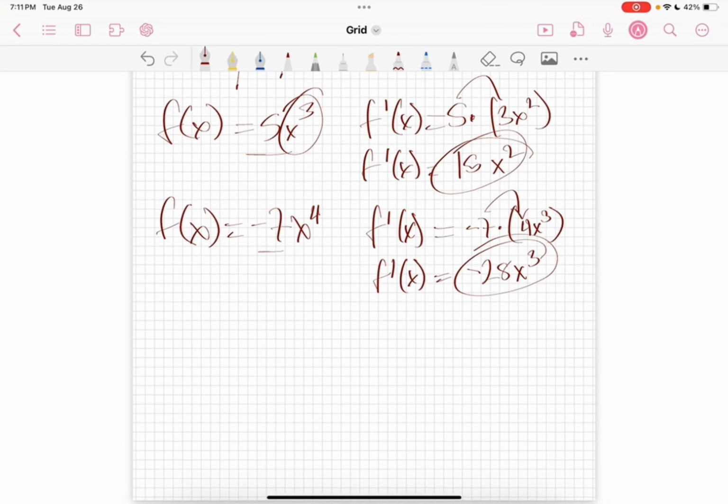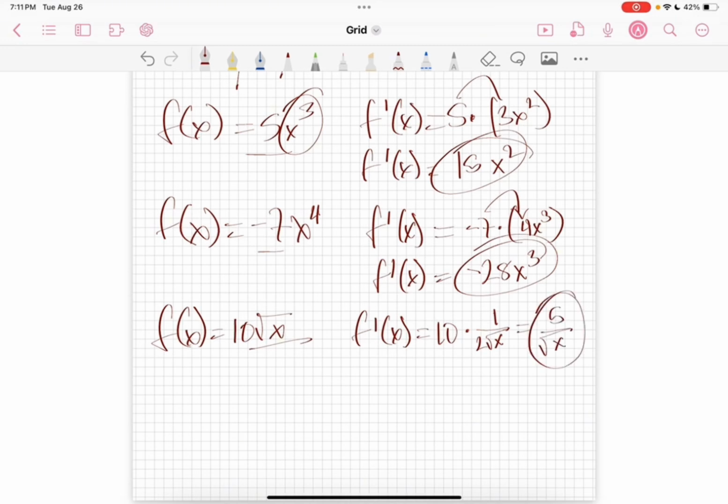Another example, we'll be using the square root. So we have 10 square root of x. f prime of x equals 10, because that's our constant, and then multiply it by the derivative of square root of x, which is 1 over 2 square root of x. And this equals 5 over square root of x.